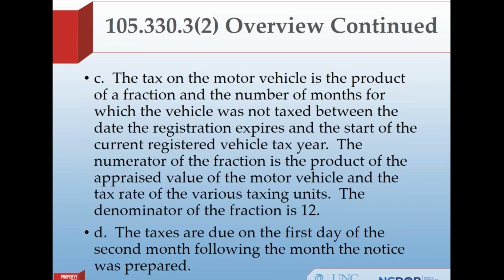So the tax on the motor vehicle is a product of a fraction. We all know the bills are for 12 months. So if my expiration was February of '18, my tax year would be March 1 of '17 through February 28th or 29th of 2018. So that'd be 12 months. And that's what we're going to use for the gap billing. So if I had a 12-month bill and I had 5 missing months, there would be 5/12 of the billing value that we would use. Okay.